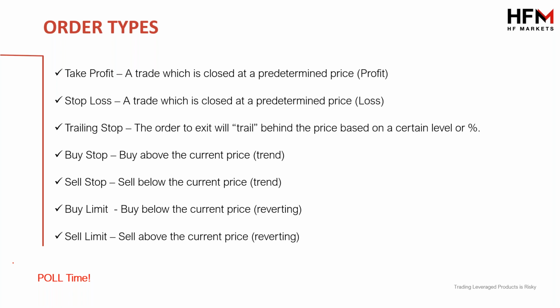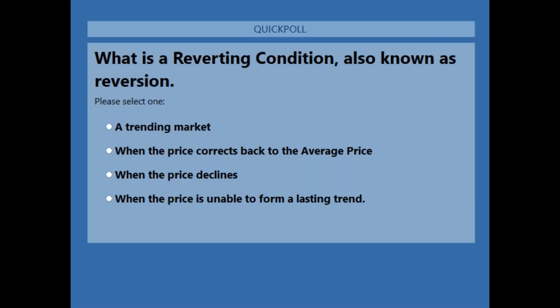Let's very quickly do a poll, ladies and gentlemen. Let's launch this poll. I won't allow a long time for people to answer. We've mentioned reverting market conditions. So what is reverting conditions, which is also known as reversion? Is it a trending market? Is it when the price corrects back to the average price? Is it when the price declines? Is it when the price is unable to form a lasting trend?